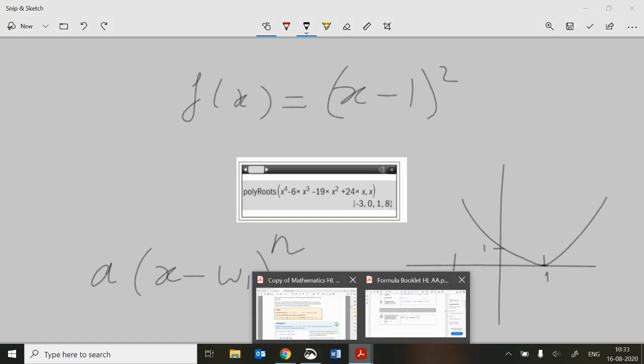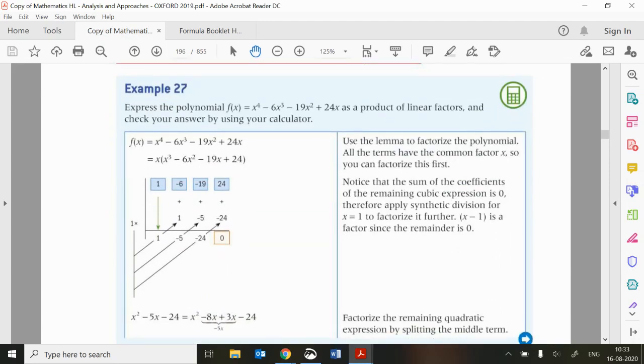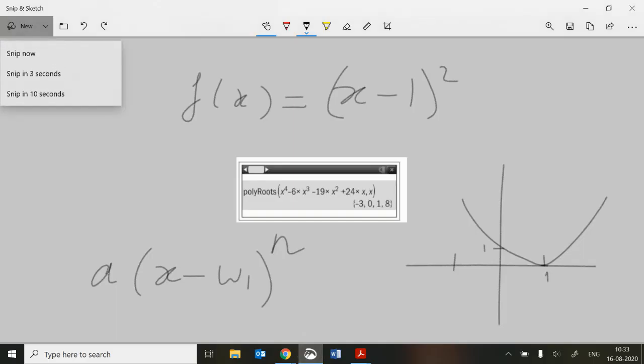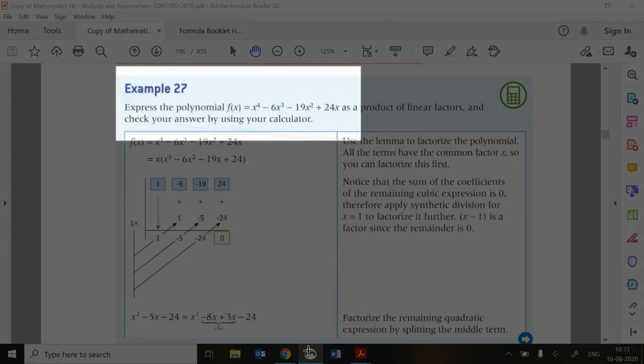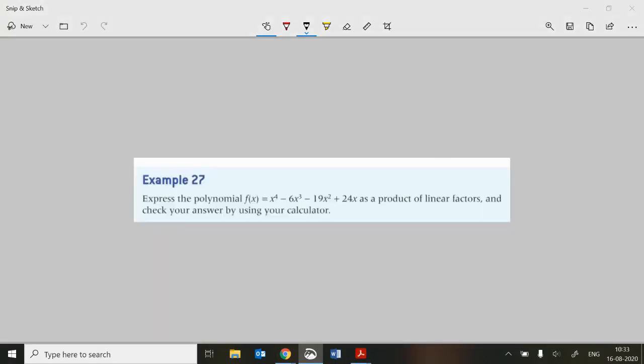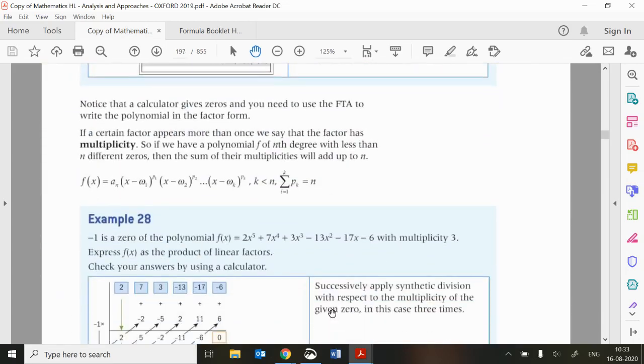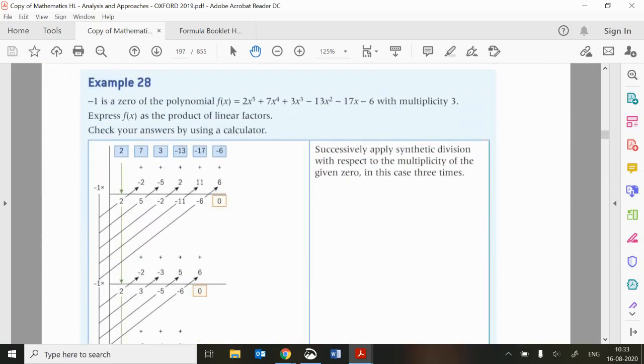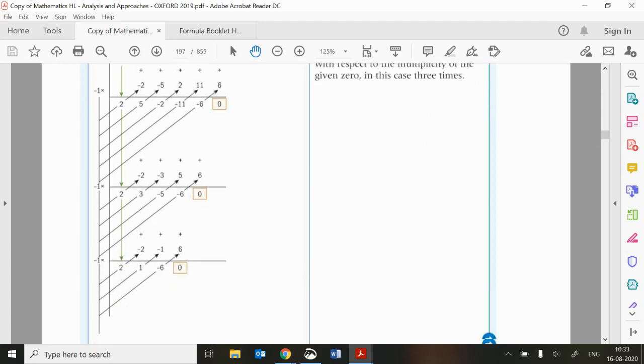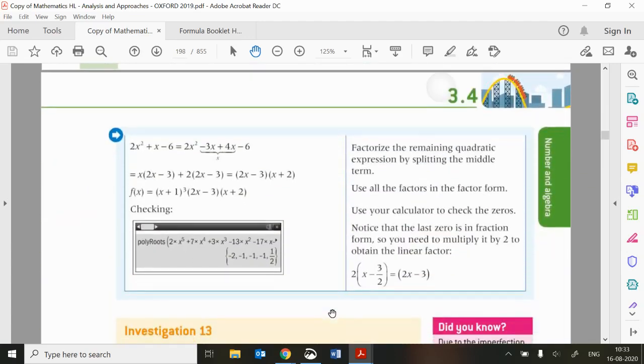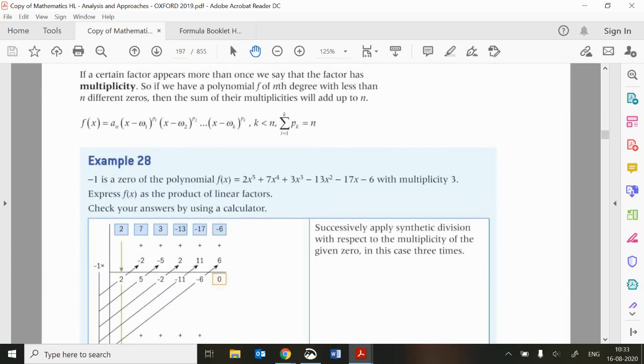Okay, so let's have a look at the next question. We've got example 27. Okay, and we're still dealing with, sorry, not example 27, we've done that one already, haven't we? Next one, sorry, example 28. Now, I think we're still dealing with only real roots in this case as well.